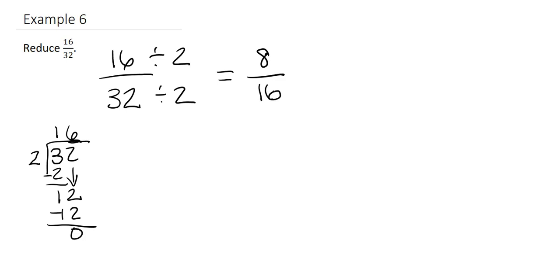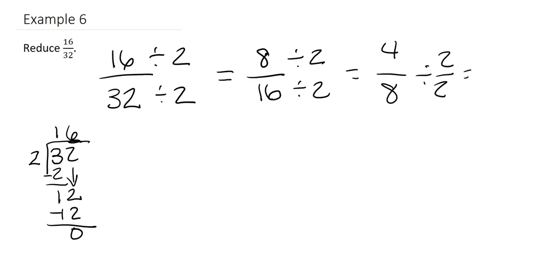Now we notice again both these numbers can be divided by 2 because they're both even. So let's just do that again. 8 divided by 2 is equal to 4. 16 divided by 2 is 8. Now we are left with 4 over 8. Well, we can kind of just keep going and dividing it by 2. So that would be 4 divided by 2 is equal to 2. 8 divided by 2 is equal to 4.